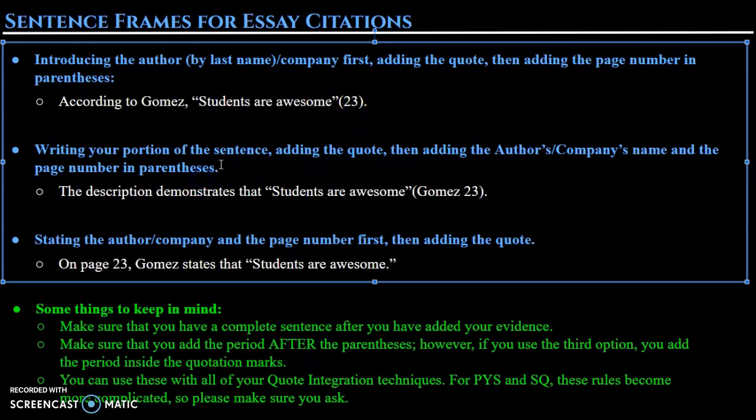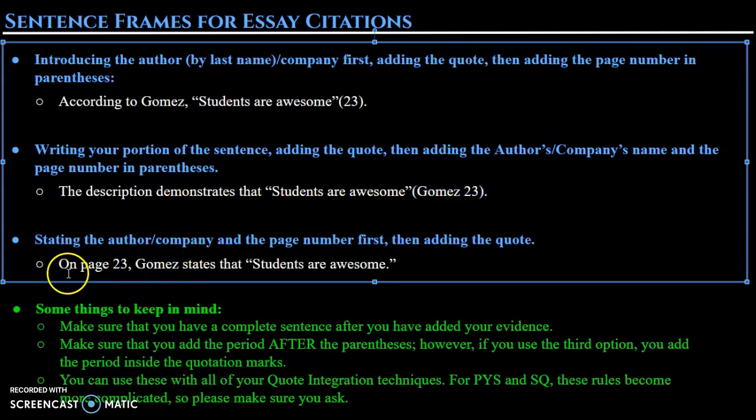Okay. You can also, to make sure that you're integrating your evidence, which is a key part of this paper, say something like, the description demonstrates that students are awesome, Gomez 23. This, ladies and gentlemen, right here in parentheses, Gomez 23, is how you're going to make sure that you are not only citing where your source came from, where that quote came from, it didn't just come from your brain, but also doing it in a way that you're able to integrate your evidence. This sentence is type 3, your own words. You're kind of interweaving that evidence in. It looks clean, it looks good.